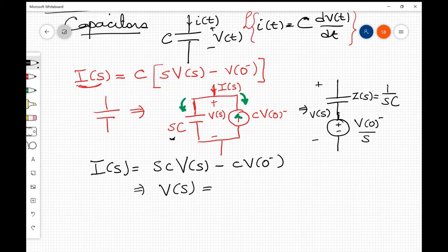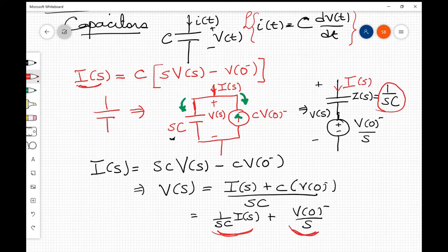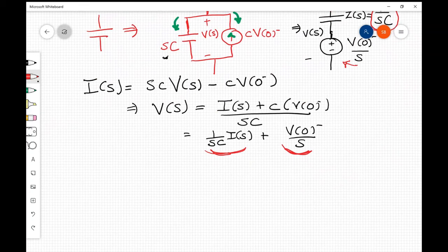V at S is going to be represented by I at S plus C times V at 0 over SC, which is the same as 1 over SC multiplied by I at S plus V at 0 over S. So this is the same thing we did here. That part is what we saw here, 1 over SC multiplied by I at S, and that part is the initial voltage that we had on the capacitor.